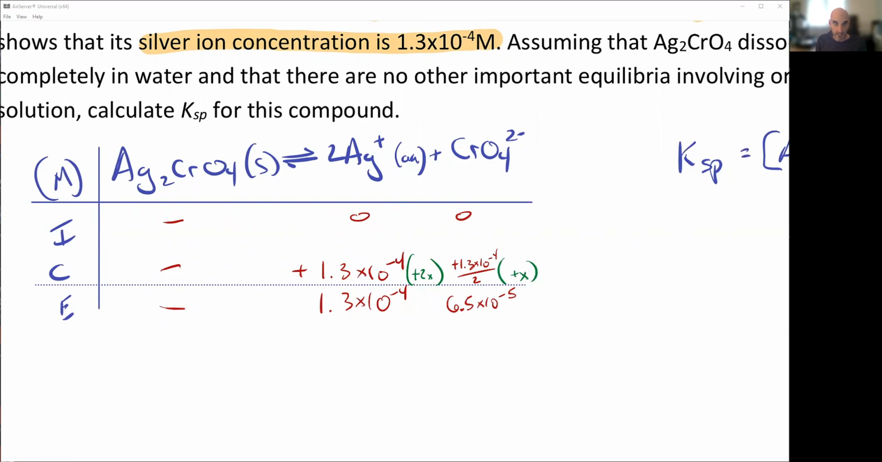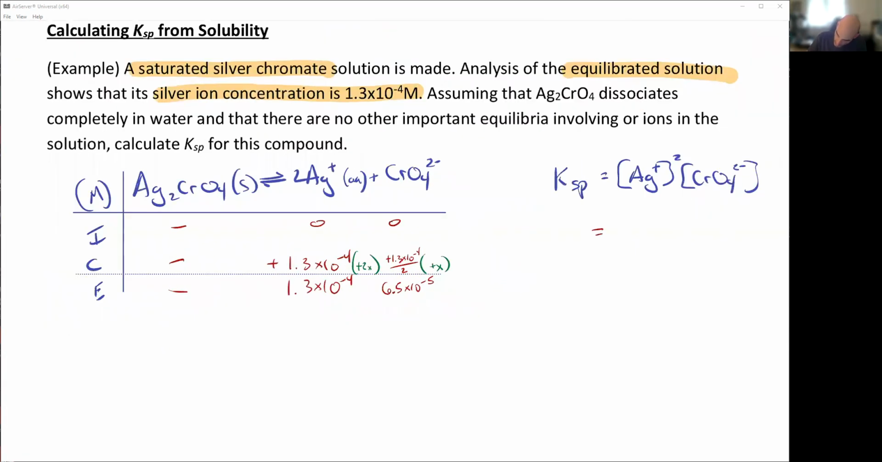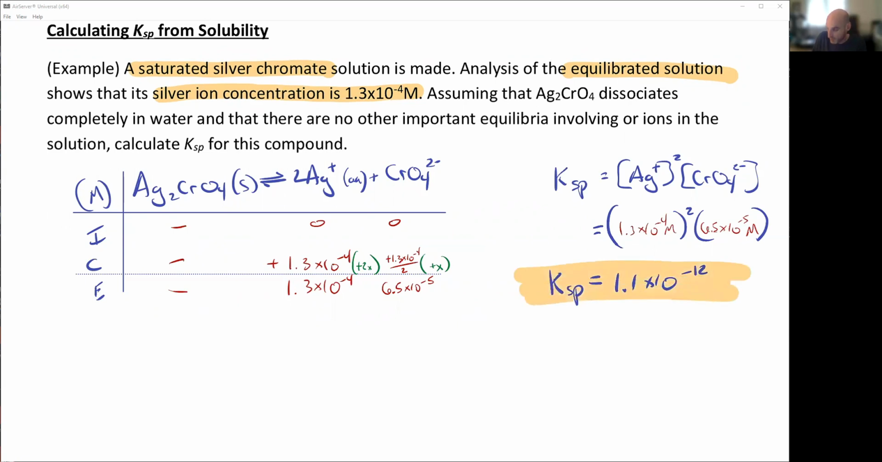Great, so that's the calculation. Again, it's really easy to get those values if you're given equilibrium values. Now, let me just plug these values in. Ksp equals silver concentration squared times chromate concentration. So 1.3 times 10 to the minus 4 molar squared times 6.5 times 10 to the minus 5 molar. You do those calculations and what you end up with is 1.1 times 10 to the negative 12th. There's no unit for this. That's my Ksp. Boom, problem solved. That's solving for Ksp. Easy enough, okay?